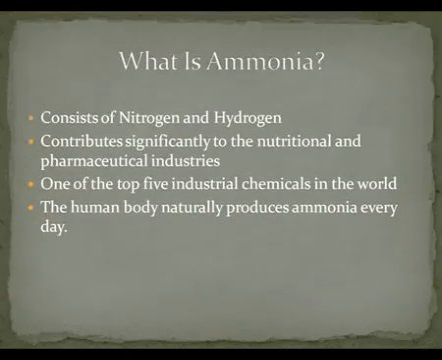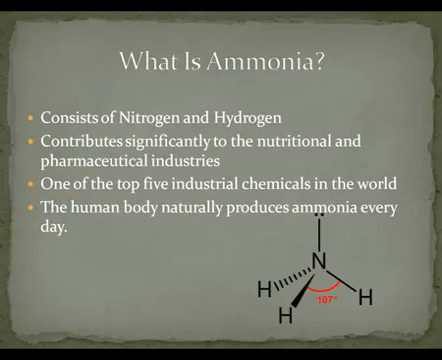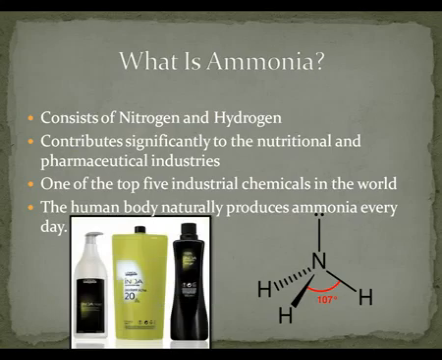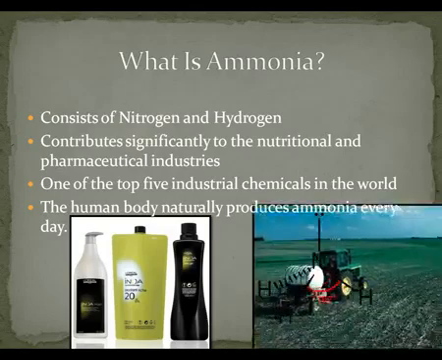Now, what is ammonia? Ammonia is a molecule consisting of nitrogen and hydrogen covalently bonded with an angular bond of 107 degrees with a molecular formula of NH3. These colorless gases contributed significantly to the nutritional and pharmaceutical needs of people around the world.